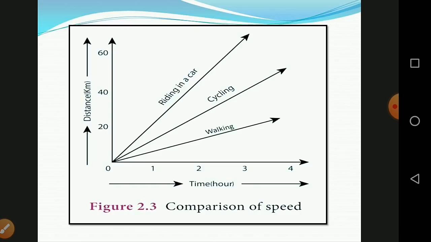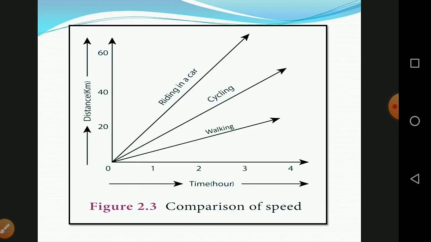The slope of a line in a distance-time graph becomes steeper and steeper as speed increases. So if you compare the graphs, when a car is riding, the distance will be covered in a few minutes, while cycling takes more minutes, and walking takes even more minutes.